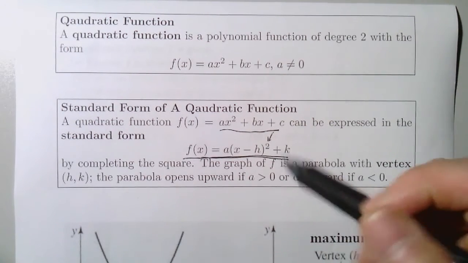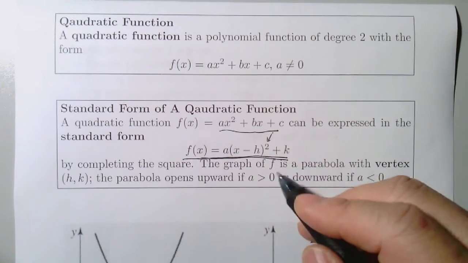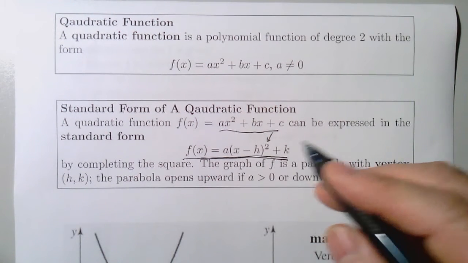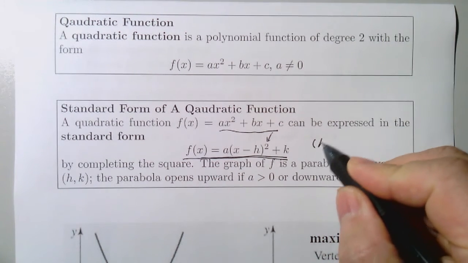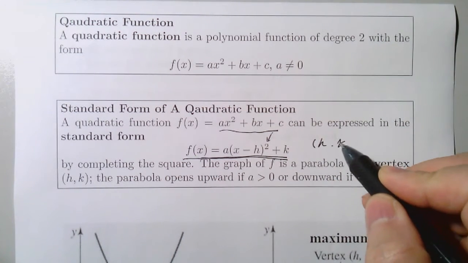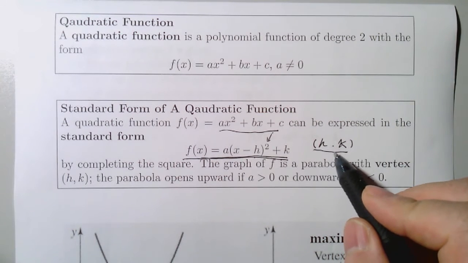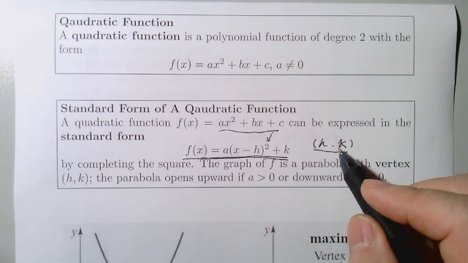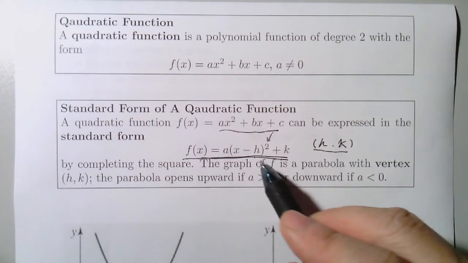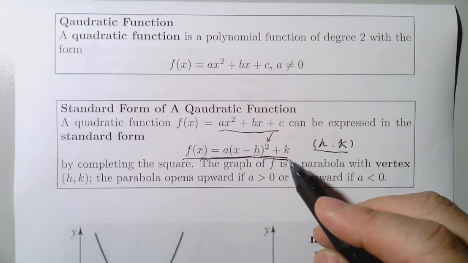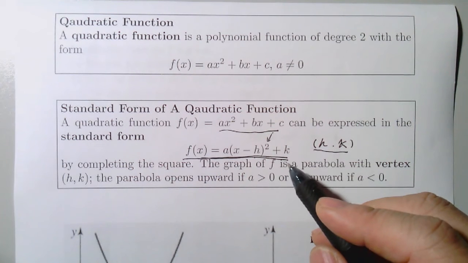Why do we want to use the standard form? Because the standard form gives us more information about the quadratic function. For example, when we have the standard form, we get the h and k here. This h and k give us the vertex of the parabola. And also, when we have this form, we can easily identify the function's minimum or maximum.